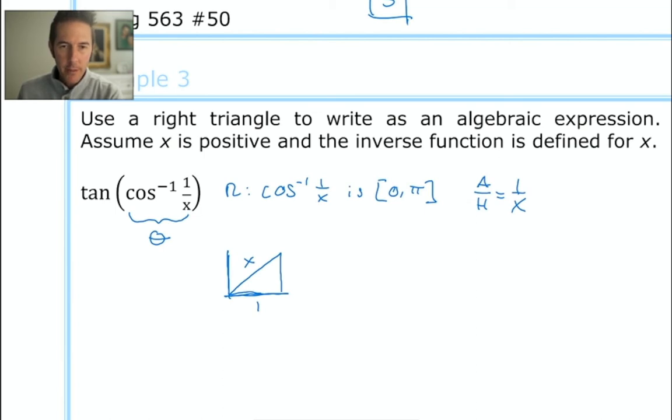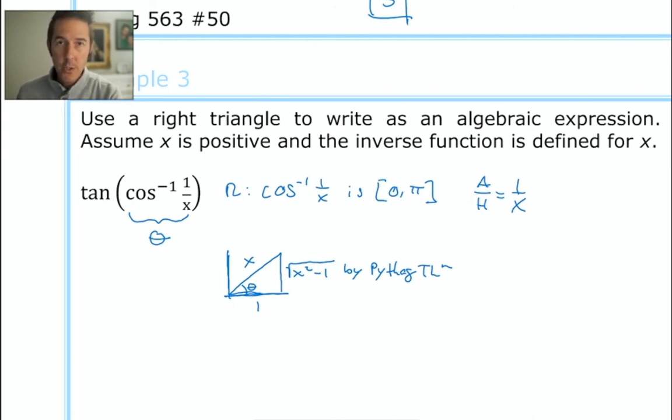And by the Pythagorean theorem, our vertical leg, our opposite side length, is equal to the square root of x squared minus 1, by Pythagorean theorem. And in our diagram, we could sneak in here and put theta.